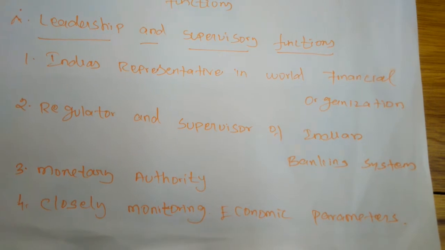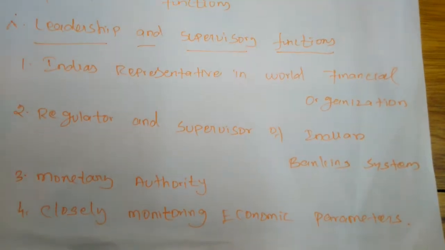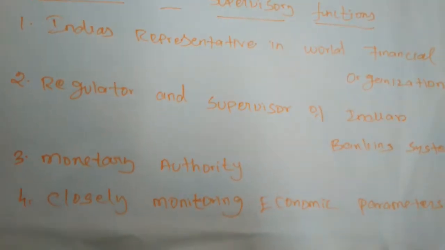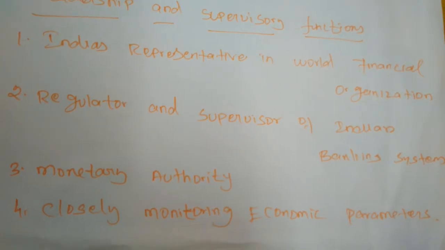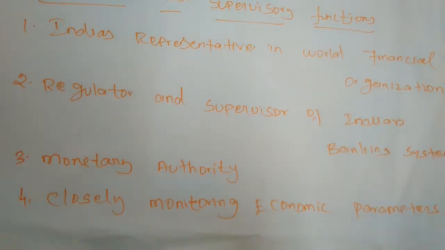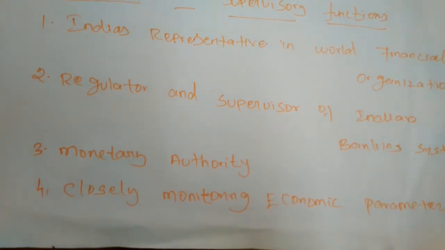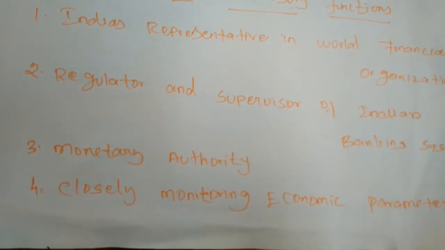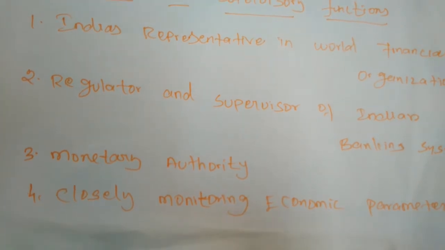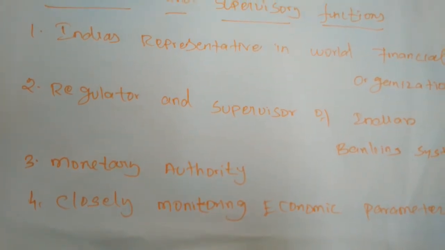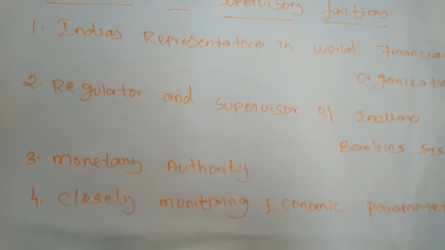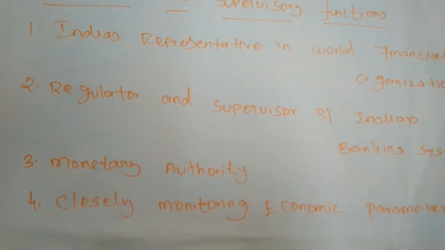Next, closely monitoring economic parameters. In these economic parameters, different types of functions are there. The production levels, the trade cycles, foreign investment, balance of payment, balance of trade, and financial markets, everything has to be monitored by the Reserve Bank of India only.